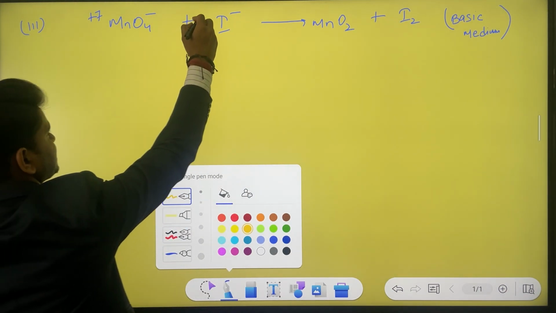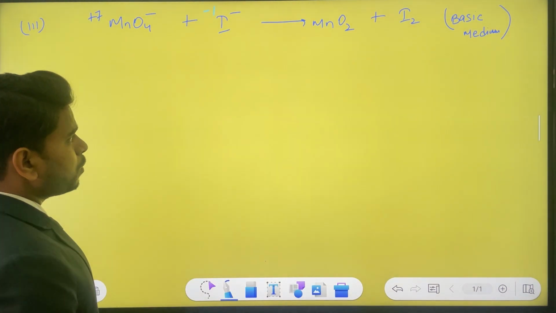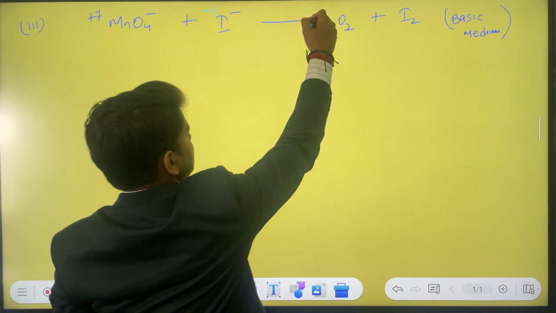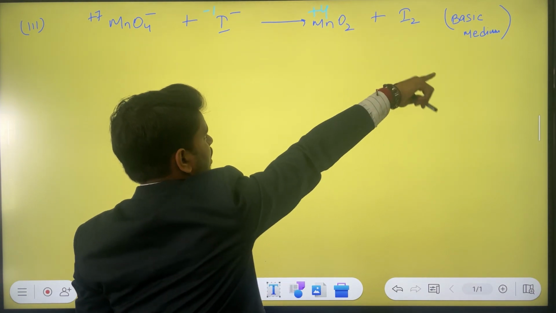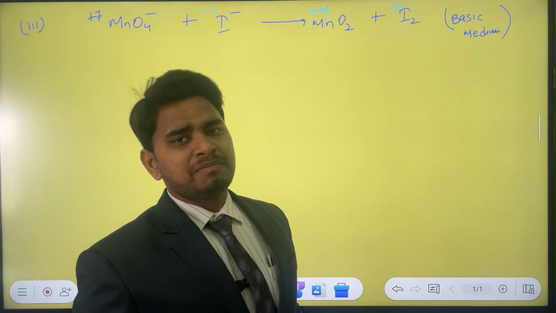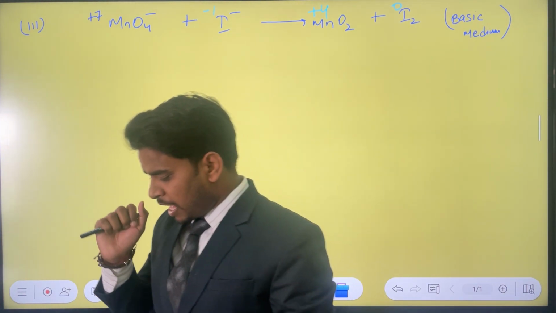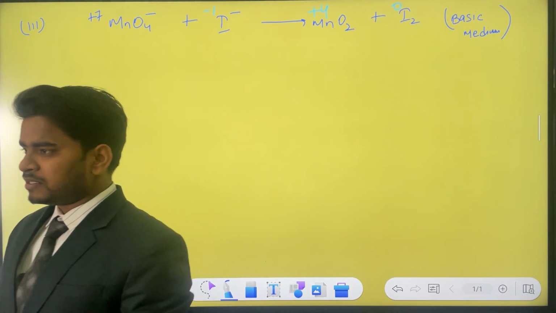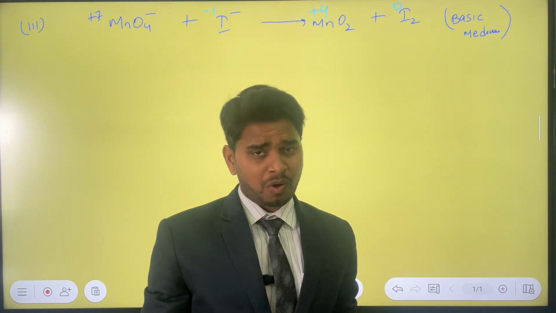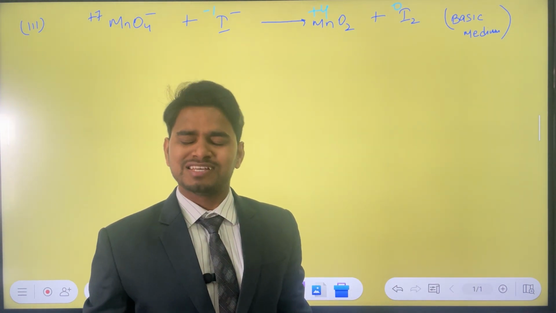I minus, we can say that it will have an oxidation state of -1. MnO2, we can see that it will be +4. And here I2 will be 0, because any element which is in free state, having no charge and making a bond with itself, or is alone like solid sodium or solid copper, will have an oxidation state of 0.